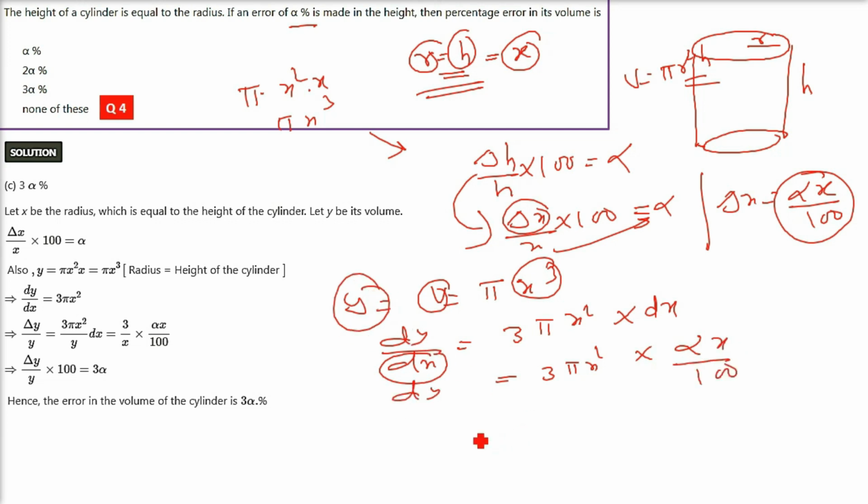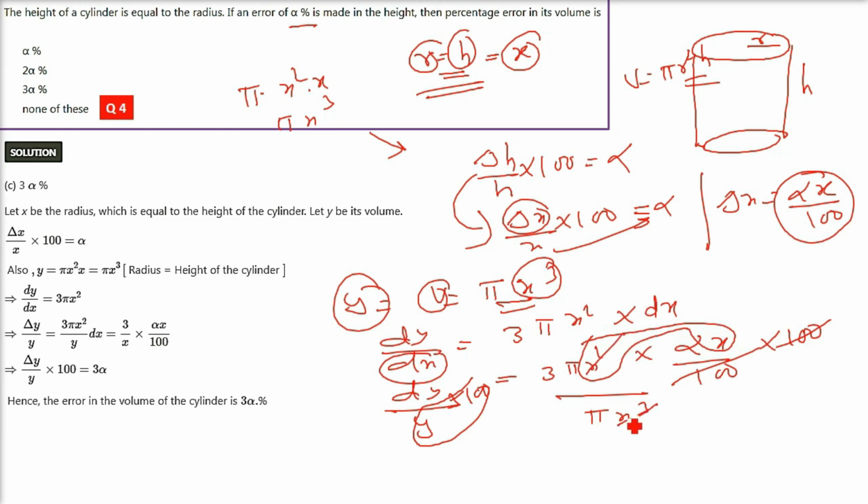And this dy, we are talking about volume, sorry, not surface. dy by y into 100, so you have to have a 100 on the right hand side, you have to have a y in the denominator. So multiply it by 100, divide by y. Y is nothing but pi x cube, so write pi x cube. Now cancel everything, only 100 goes, x cube goes, pi goes, and only 3 and alpha will be remaining, 3 alpha. So the error in the volume of the cylinder is 3 alpha percent when the error of alpha percent is made in the height. That is how you are going to write it.